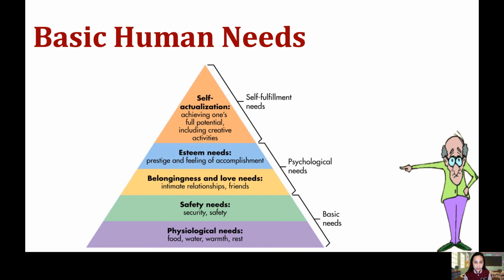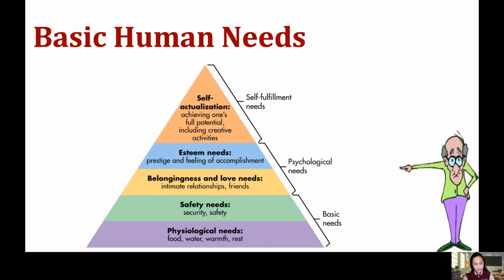So to reach the peak of our human needs, which is self-actualization, we need to pass by each need in the lower part of the pyramid. So let's start with physiological needs.